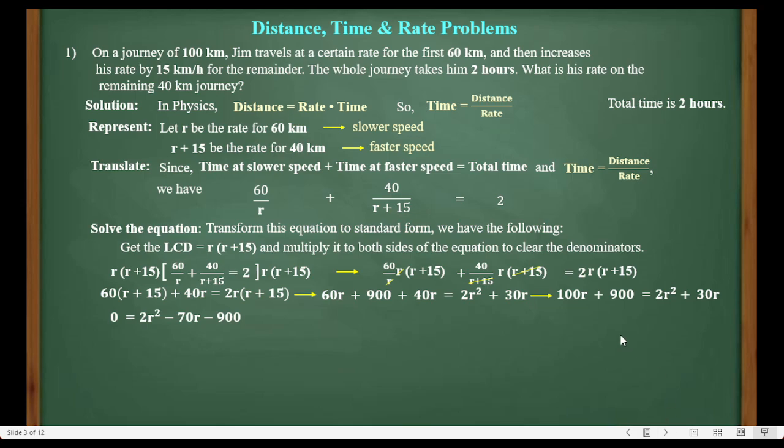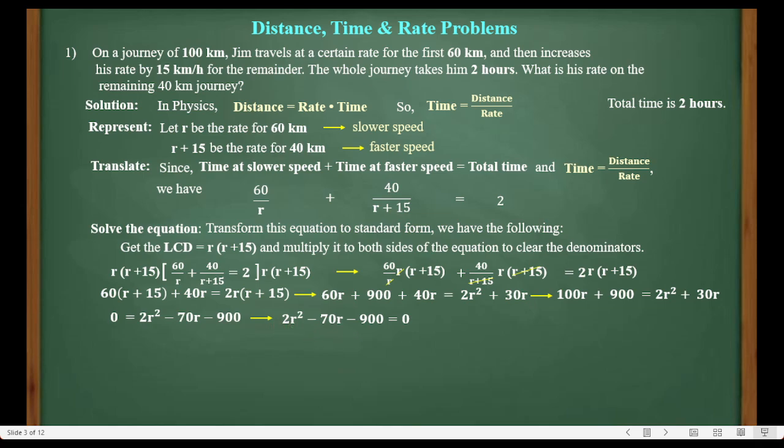And then we transpose these two terms to the other side and combine similar terms. So at this point, we have now the equation 0 equals 2r squared minus 70r minus 900. And we apply the symmetric property of equality. The equation becomes 2r squared minus 70r minus 900 equals 0. And we simplify further the expression on the left side.